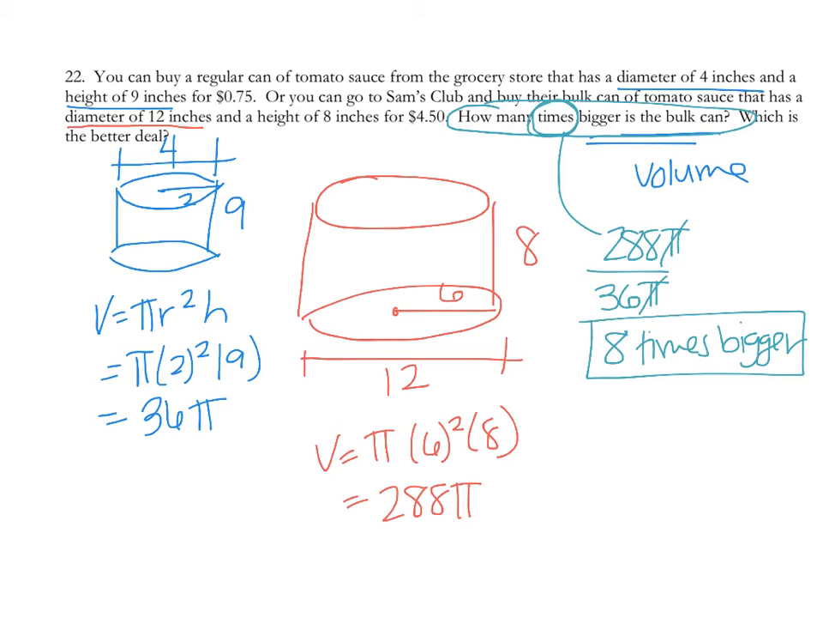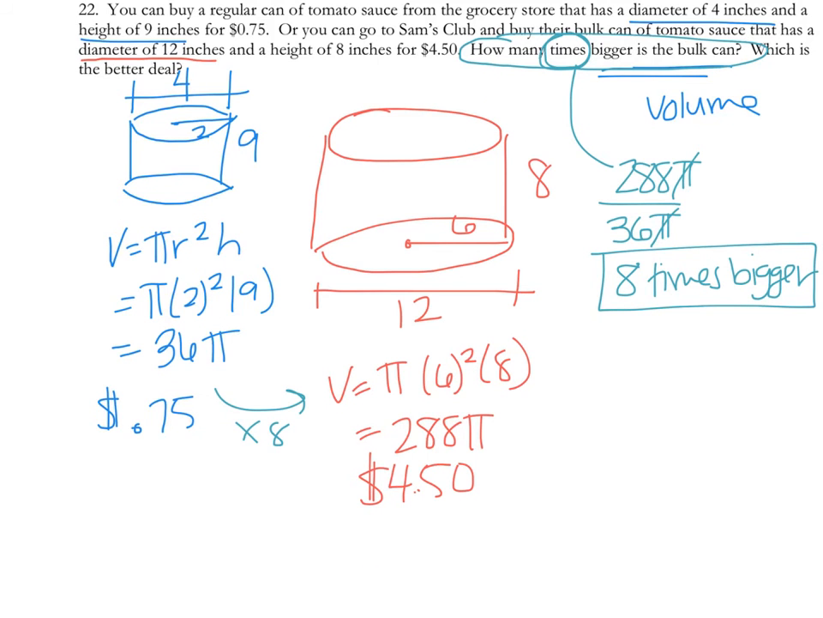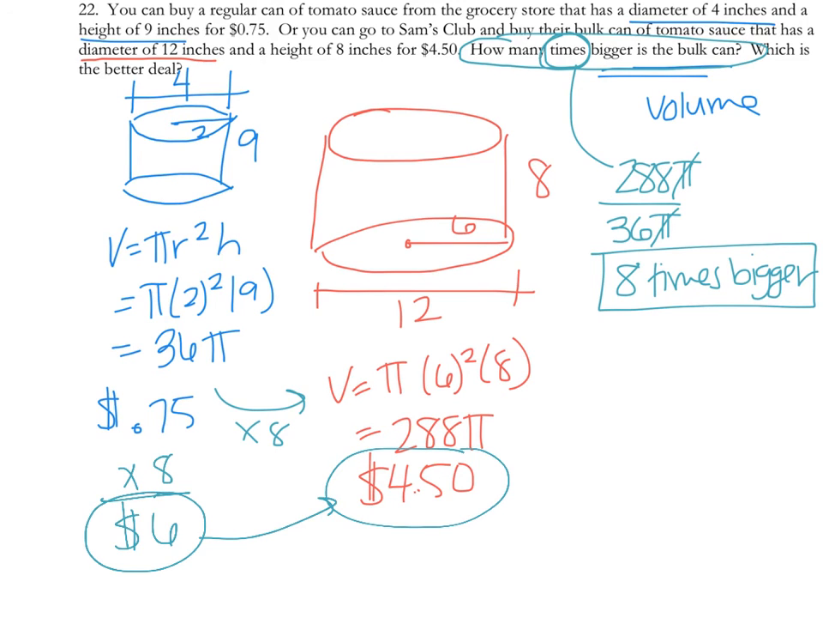And then we have to think about how we can answer the second question. I know that the small ones are 75 cents each, and the large one is $4.50, and we want to figure out which one is the better deal. Well, we can use our last answer, the fact that we know now that this one is 8 times bigger, and we can take our 75 cents and say, well, what if I bought 8 of these to get equal amounts? How much would that be? So 75 cents times 8, it would cost us $6 to get the same volume as the bulk can. So that tells me that the bulk can is the better deal.